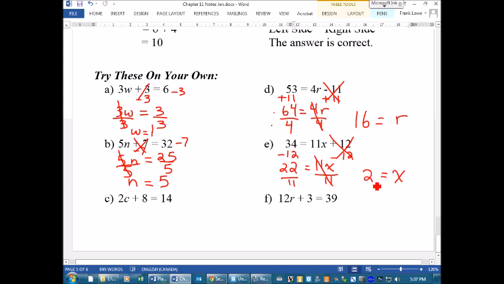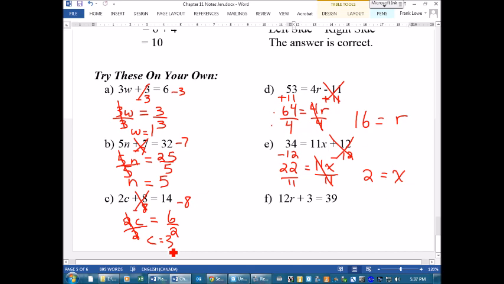Okay, back over here. 2c plus 8. We're going to subtract 8 to get rid of that one. So we're going to do that on both sides. These cancel out. You're left with 2c equals 14. 14 minus 8 is 6. Okay. 2 times c. The opposite of 2 times is divide by 2. So we're going to divide by 2 on both sides. Cancels out. c equals 6 divided by 2 is 3.